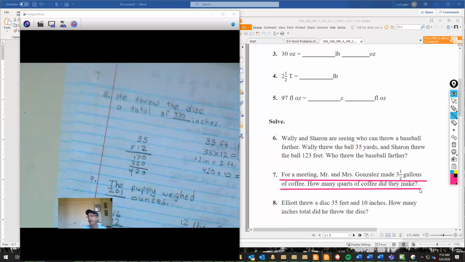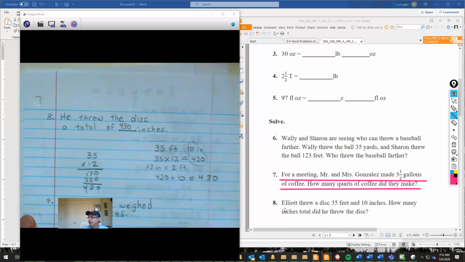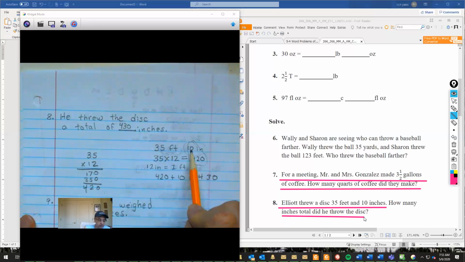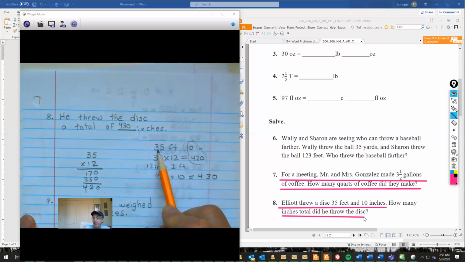Now I'm going to move on to number 8. Elliot threw a disc 35 feet and 10 inches. How many inches total did he throw the disc? I've already got the 10 as inches. I just need to convert the 35 feet into inches.